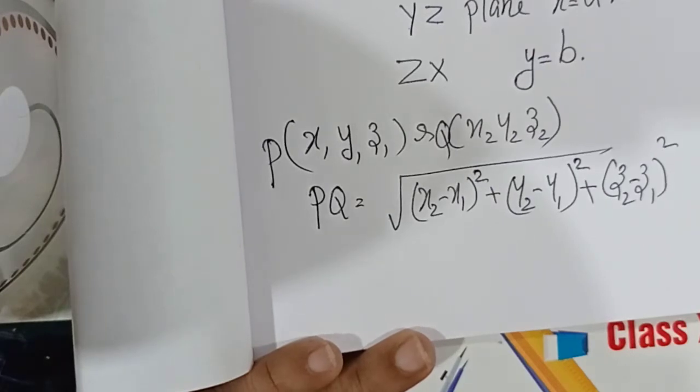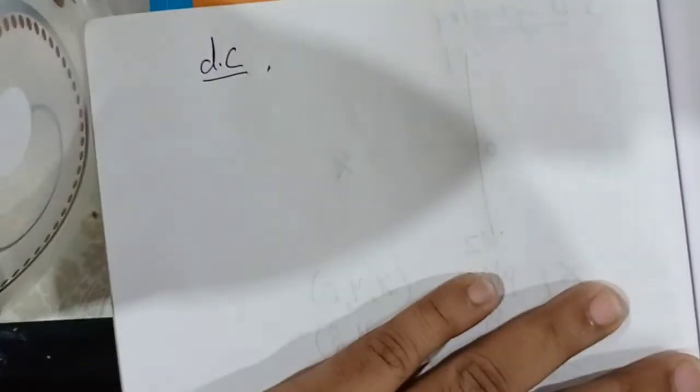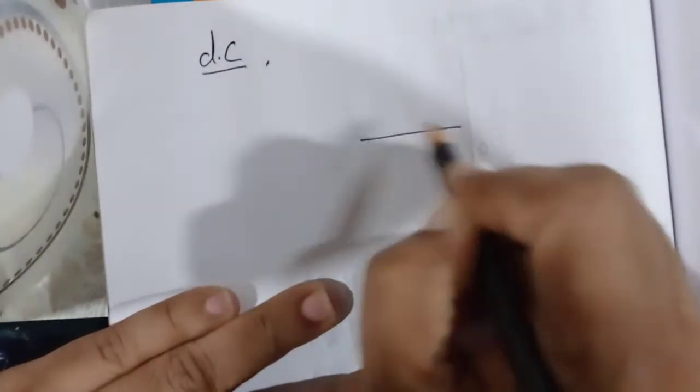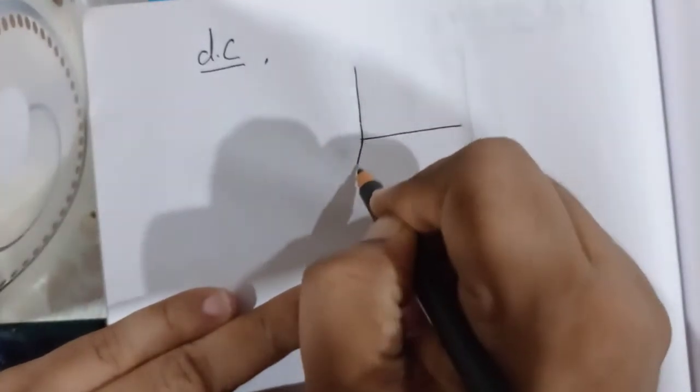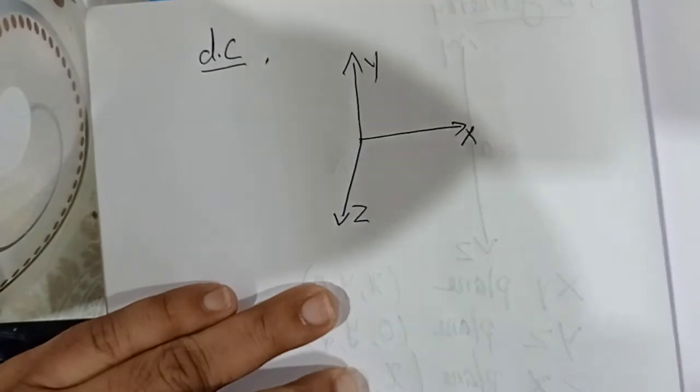Okay. Then the next one is direction cosines. You already studied these things in plus 1. Direction cosine means, listen. We know that X, Y and Z axes are three mutually perpendicular axes.